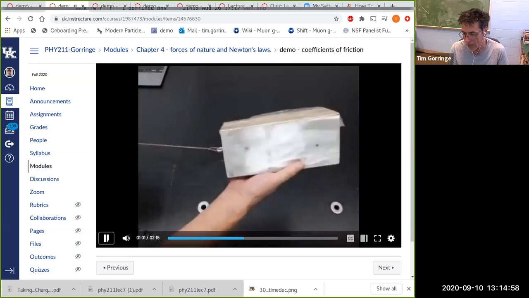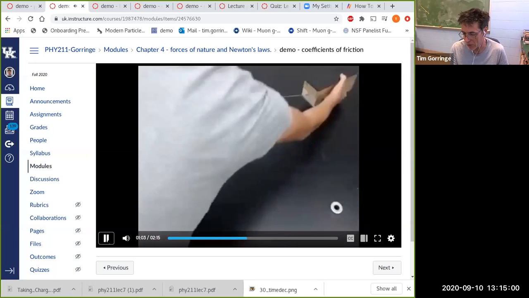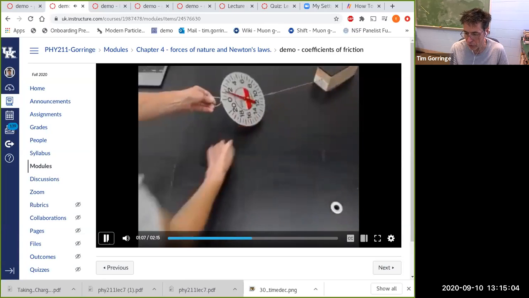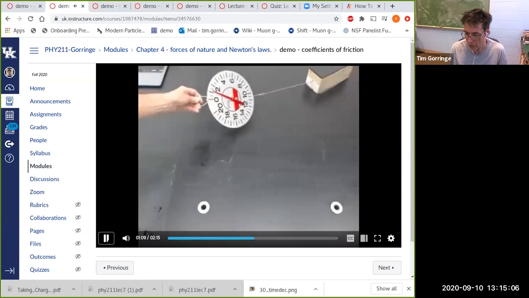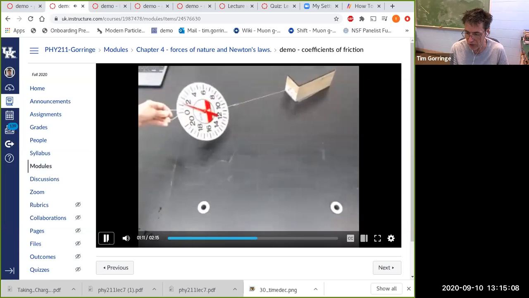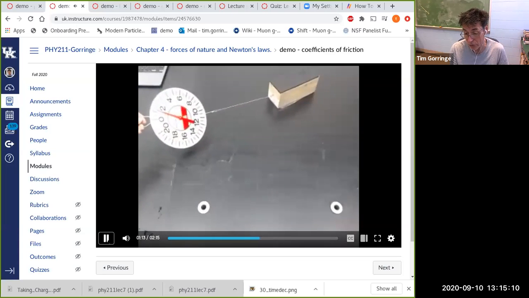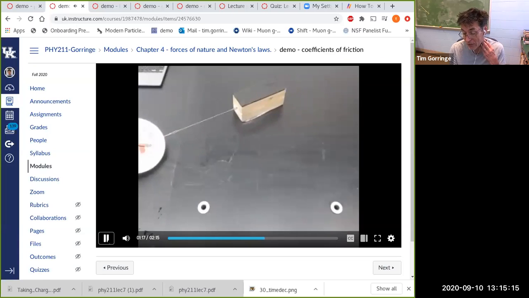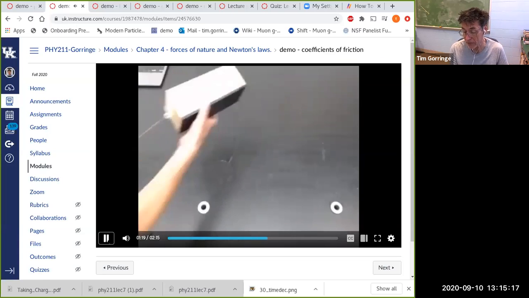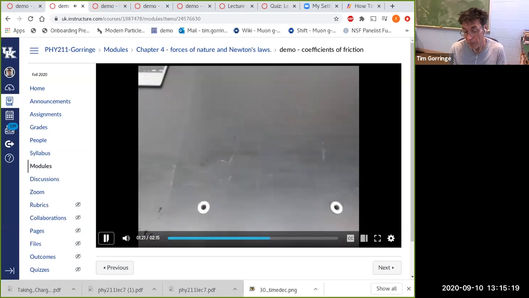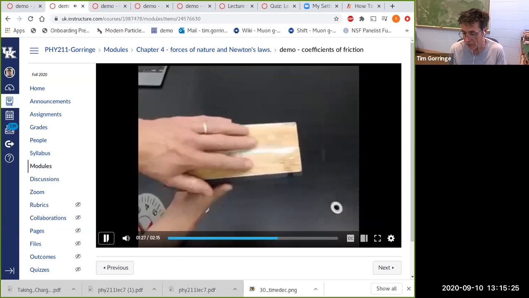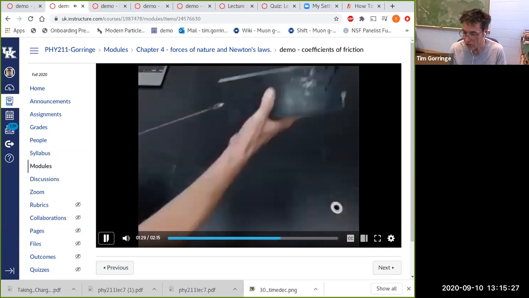Now I'm going to put this polished aluminum surface, very expensive, in contact with the table, and we're going to measure the force there. I'm doing the same thing, pulling it at constant velocity. That's less than 2 newtons. It's actually close to 1 newton. So that's a big difference in the frictional force, a big difference in the coefficients of friction between the aluminum surface and the rubber surface. Now, this is just the wood surface, I think.